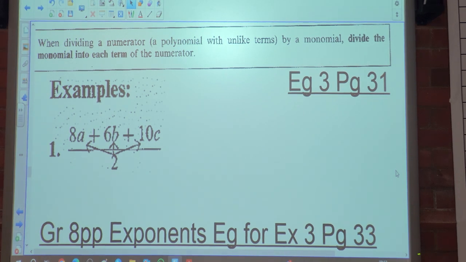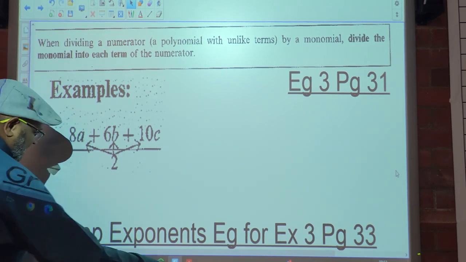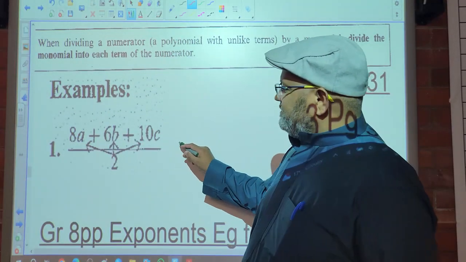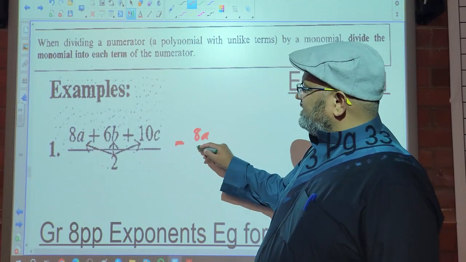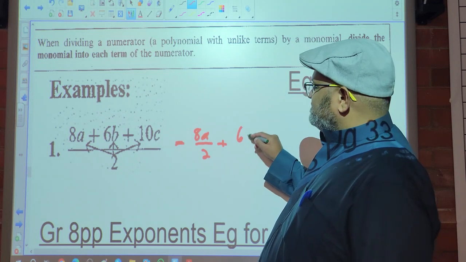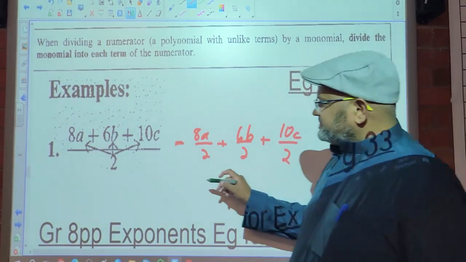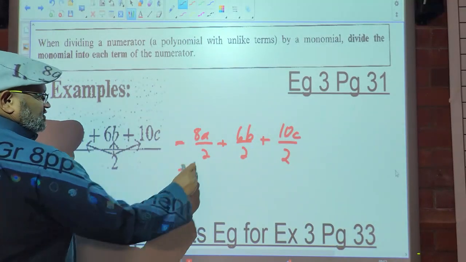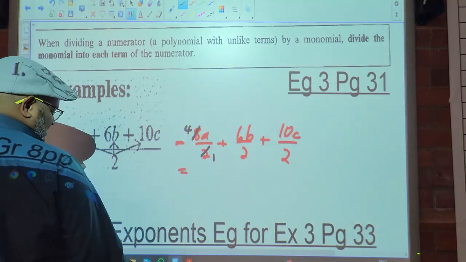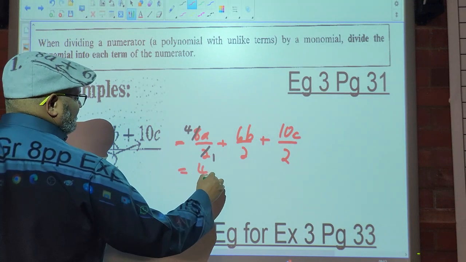Right. So let's look at the first one. We're going to write each one over its own, not so? So what do we get? 8a over 2 plus 6b over 2 plus 10c over 2. So 2 going into 2 once, 2 going into 8, 4 times. So it's going to be 4a over 1, which is 4a.